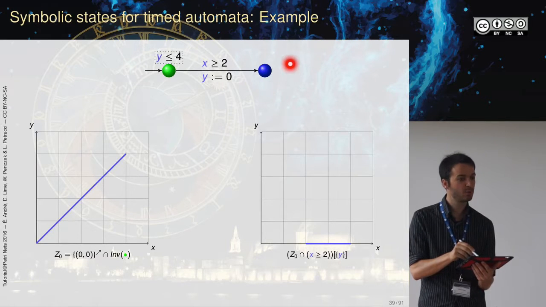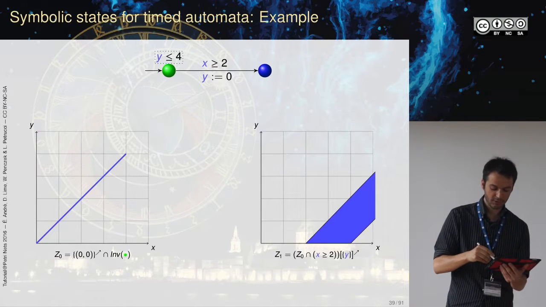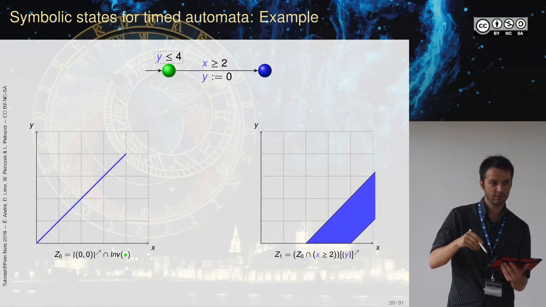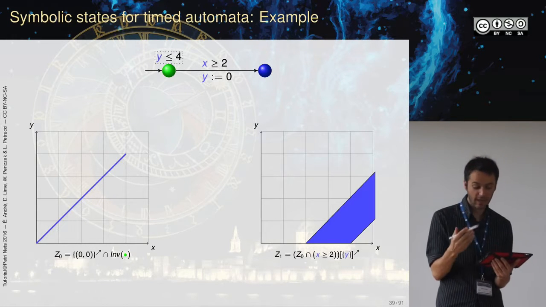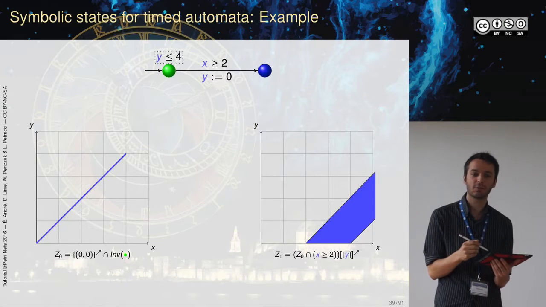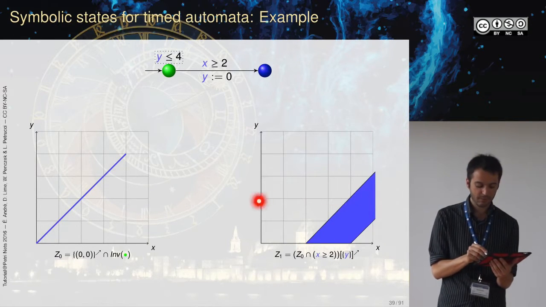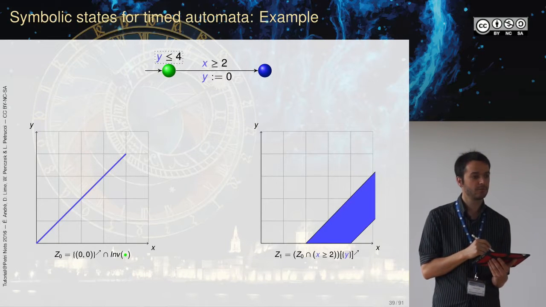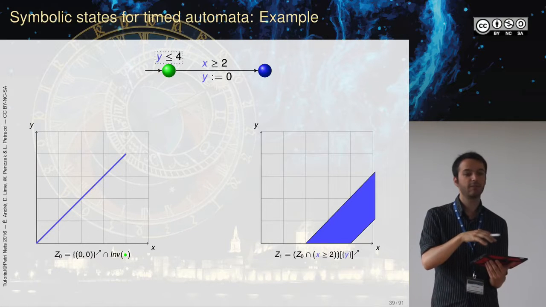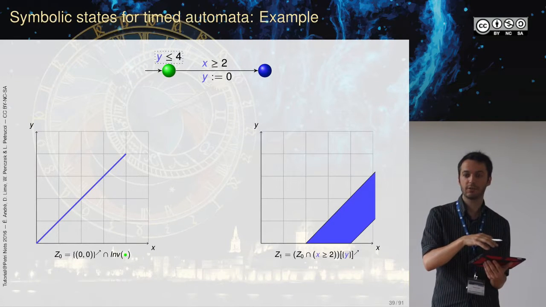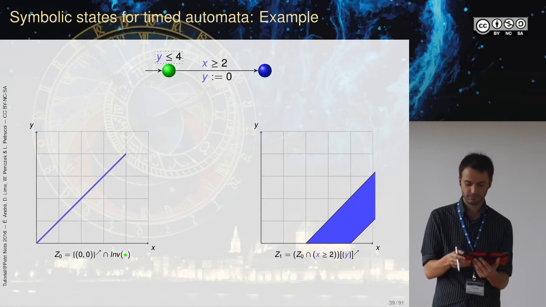Then I enter the blue location, and I can again let time elapse. So both clocks will evolve at the same rate. And here it's a bit easy because there is no invariant in the blue location, but if I had an invariant, I would need to intersect with the invariant. For instance, y ≤ 2, I would just cut here at y ≤ 2. And this is how I can reason in a symbolic manner. And by doing this, I will get a finite number of such symbolic zones, and I will get a finite computation of the behaviors of my timed automaton.